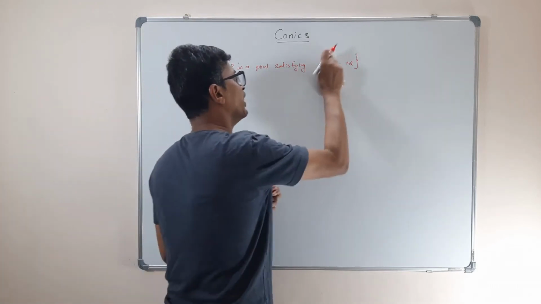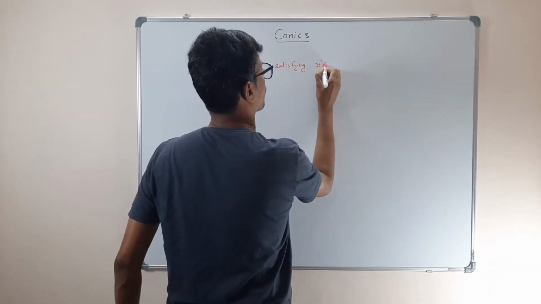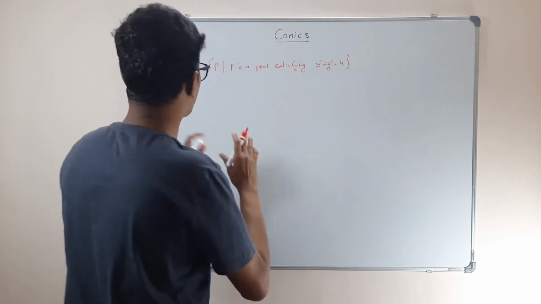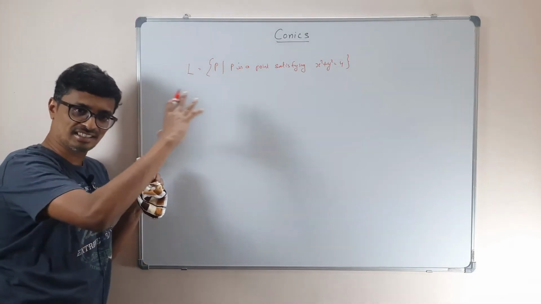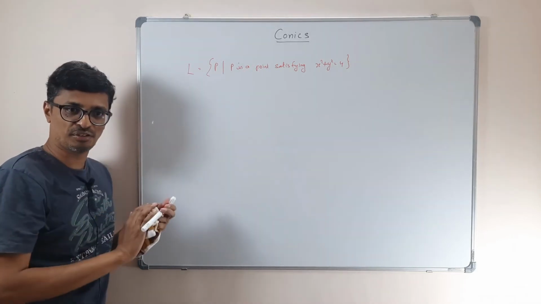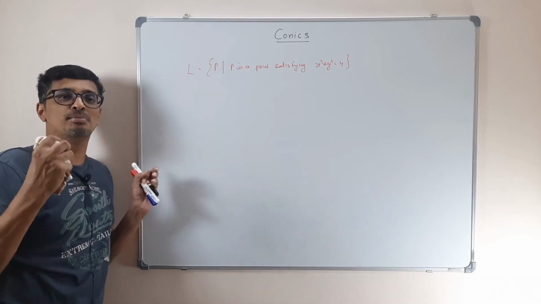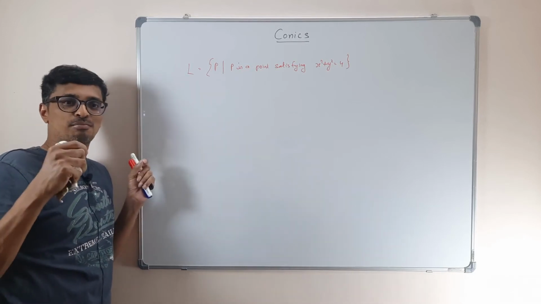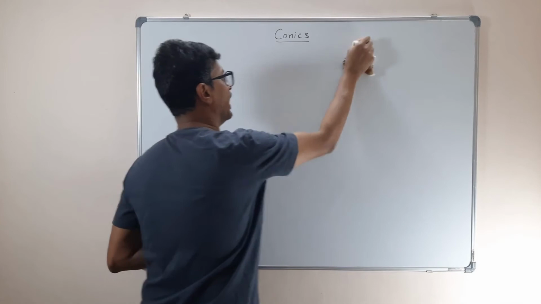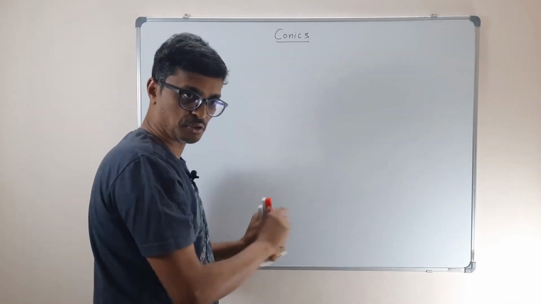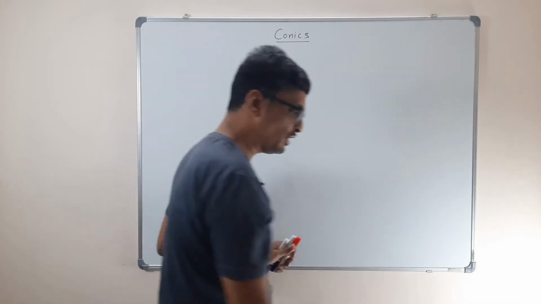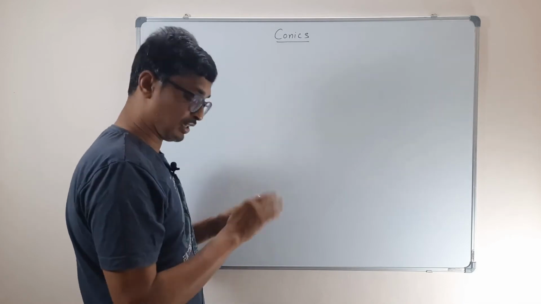P is a point satisfying x square plus y square equal to 4. It's a circle. Okay, so this is also in geometry, all these curves we have to define as a locus of points. Similarly, when we say conics, we got different curves. So they also have to be defined. So conics has to be defined as a locus. That means a set of points which satisfy a certain condition. So you will see all the curves of the conics, that is circle, ellipse, parabola, hyperbola, all these curves can be defined in terms of locus.